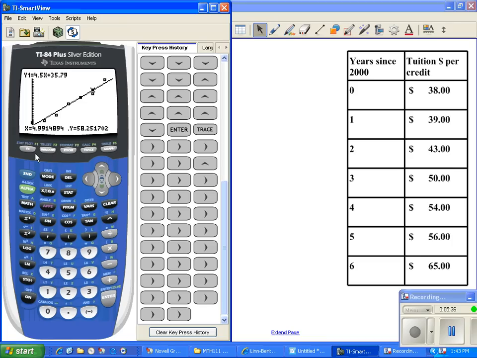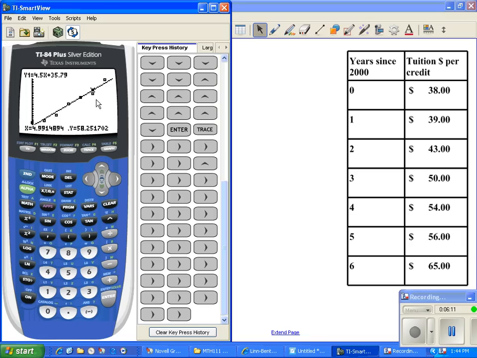And if we take a minute and jump back here and look at the equation, the 4.5, that's showing our average increase in tuition per year. So on average, we've been going up about $4.50 every year in tuition per credit. And 35.79 would be our estimate for the starting value in year 0, which was the year 2000, so the tuition started at about $35.79. Which is not what the actual tuition was, of course, in the year 2000. It was $38.